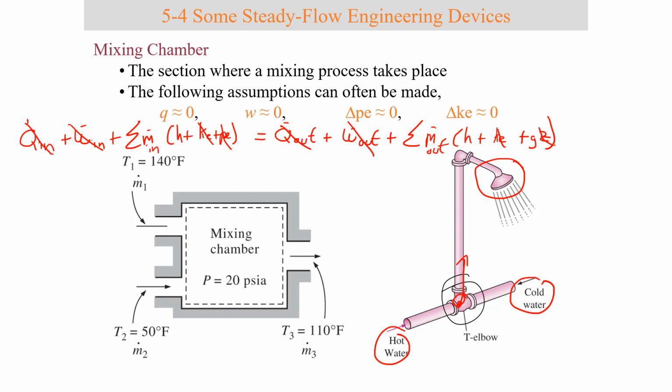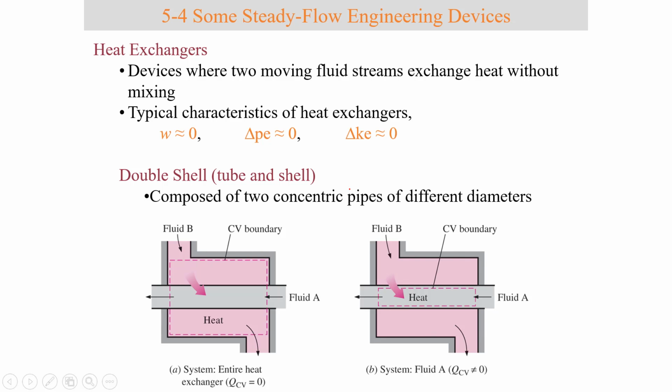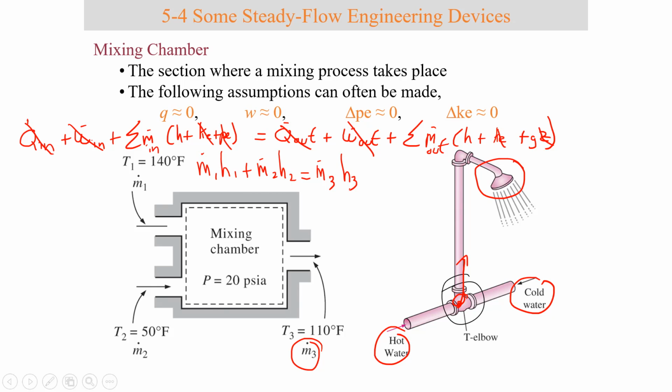I get the sum of the masses in, so I have mass flow 1 in times its enthalpy plus mass flow 2 in times its enthalpy equals the mass flow out times its enthalpy. That will be the result of a first law analysis for a mixing chamber.